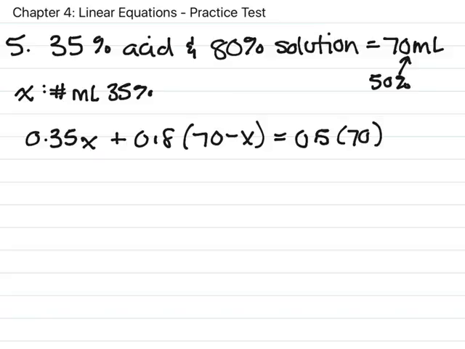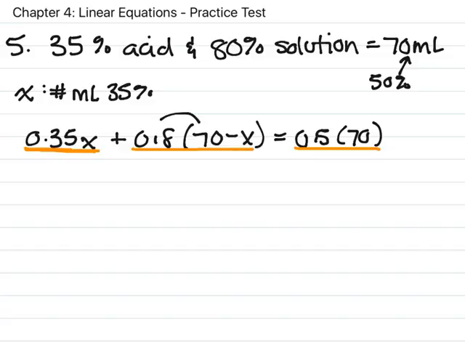So these numbers came from 35% of the acid, so x, the number of milliliters, so 35% of the milliliters of acid, and then the 80% solution, which is going to be the total milliliters minus the acid, which will give you the solution that you're mixing it with. And then over here it's going to be 0.5 because it's 50%. So 50% times the milliliters will give you your total.